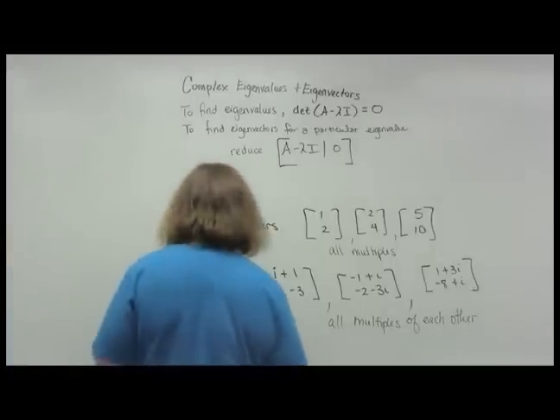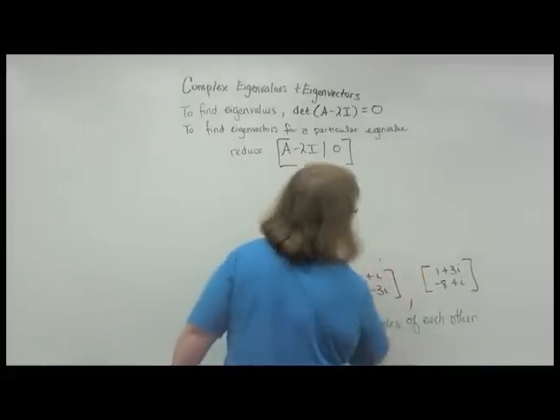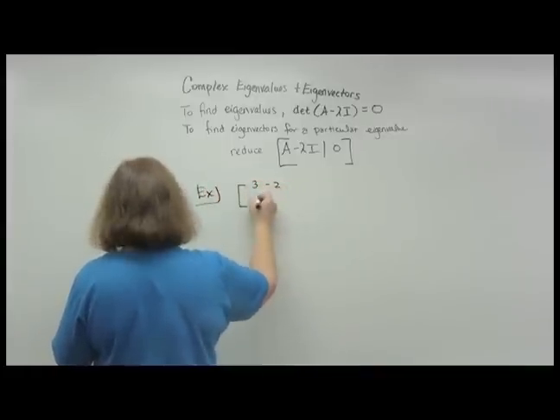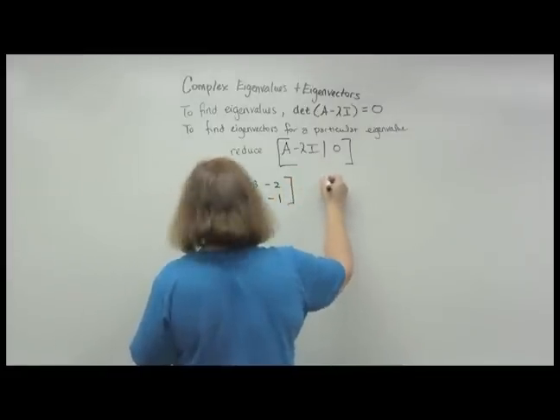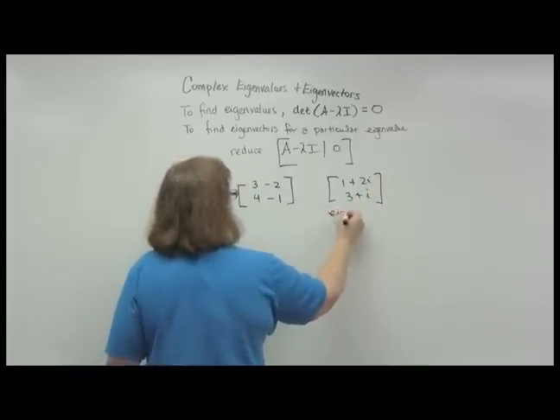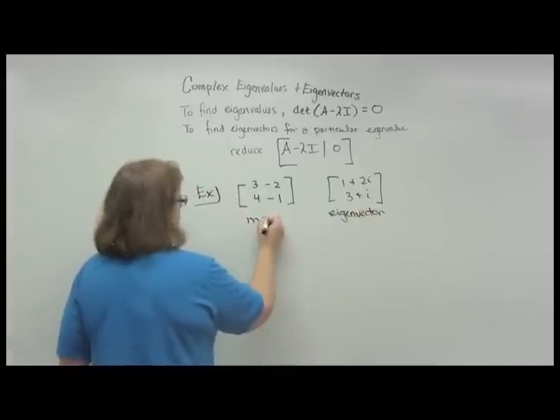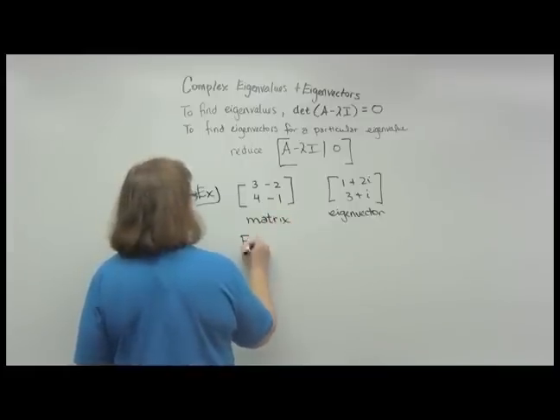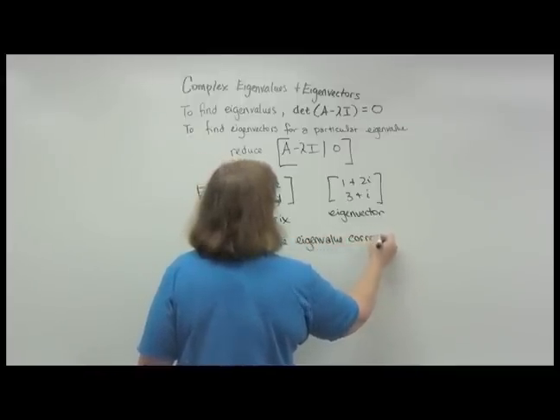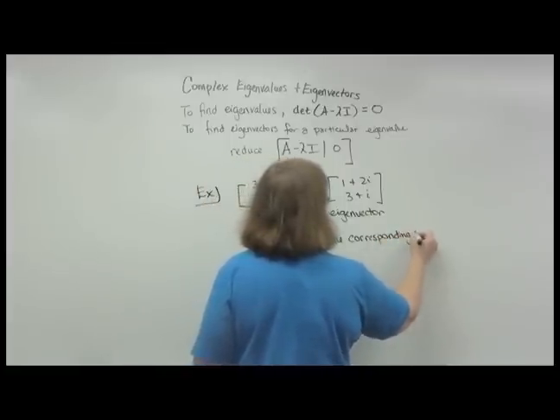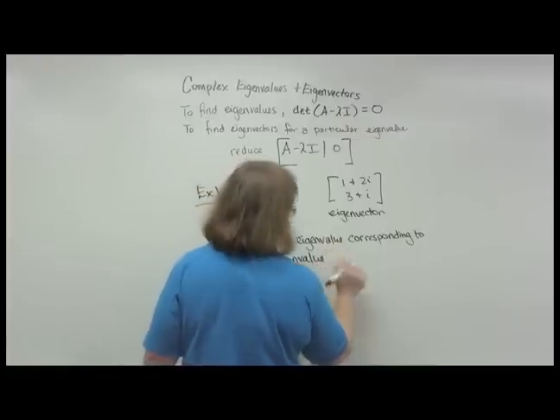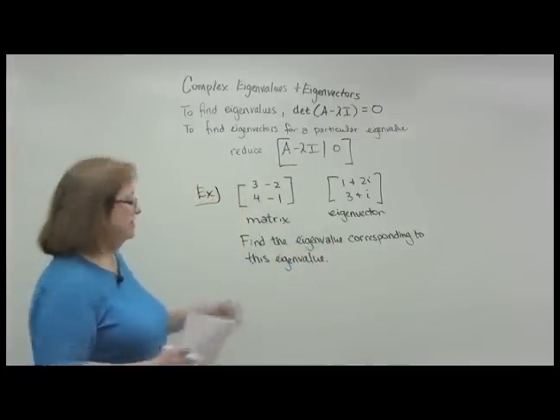Here's what I'm talking about. Say that I give you a matrix and I give you an eigenvector. And so this is the eigenvector. Obviously, this is the matrix. And I ask you to find the eigenvalue corresponding to that eigenvector. Find the eigenvalue corresponding to this eigenvector.